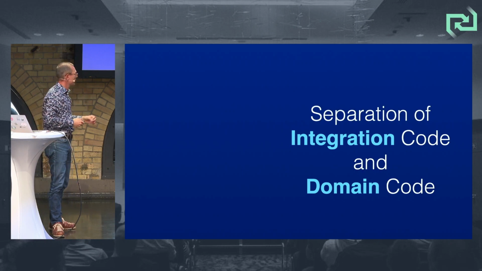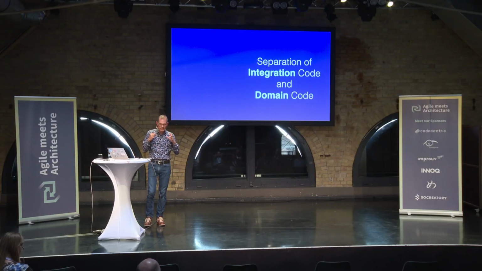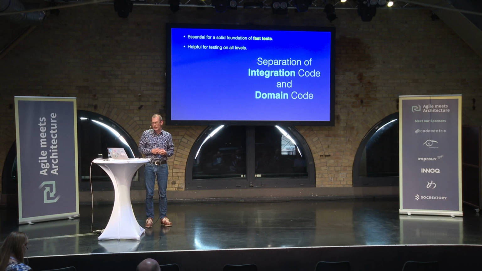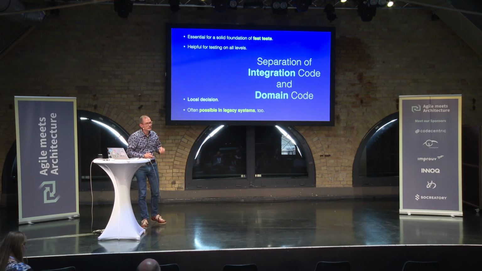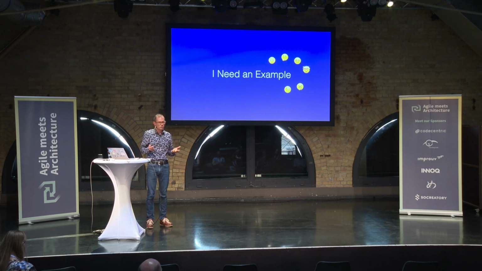And I'd like to focus on one aspect, one pattern: the separation of integration code and domain code. I'd like to show you a deeper example of this, as a way to start thinking about testability. The great thing about separation of integration code and domain code is that it makes for a solid foundation of fast tests. It's a local decision to your service, to your product, to your application. And it's possible to do this in legacy systems too. And once you learn how to build testability into older systems, maybe the next system you build from scratch will have testability built in from the beginning.